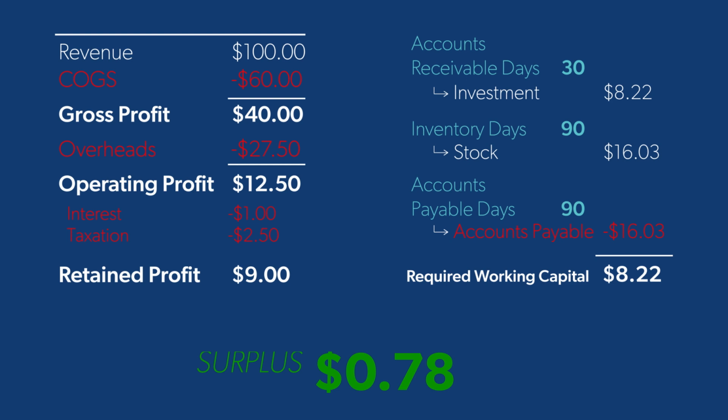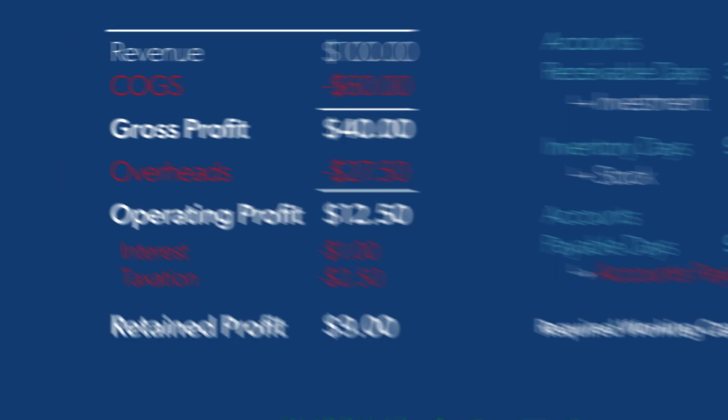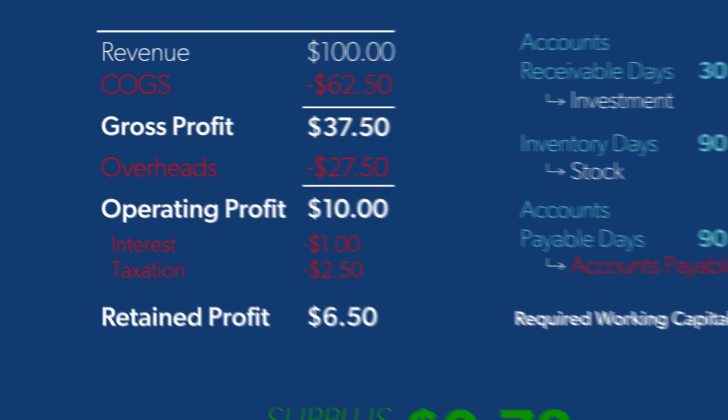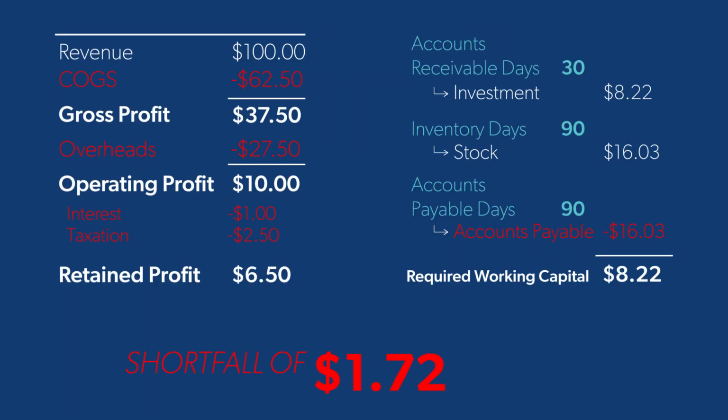cash. If we were going to make a change here to any one of those levers, whether that's GP or any of the working capital metrics, you can see what happens. So here we've kept all the debtor, inventory and credit days the same, but we've increased the cost of goods sold by 2.5%. So we've still got a margin of 37.5%, still very respectable. We've still got okay profit at 6.5% net profit. But with that change, we've now got a cash shortfall of $1.72 in the short term because of the extra investment in working capital that's going to be required.